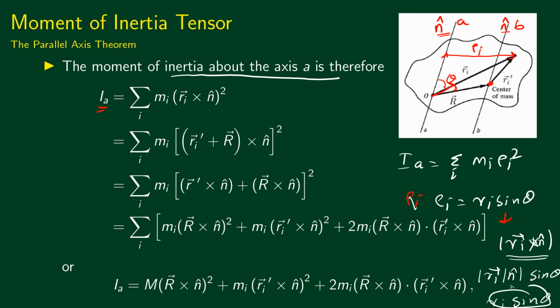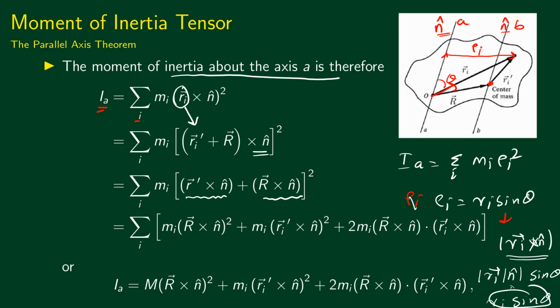Okay, so we can write Ia is equal to sum over I mi (Ri vector cross n hat) whole square. Again, the whole square here means we are taking the dot product, the scalar product of this vector with itself. Now we just substitute for Ri vector. Ri vector is equal to Ri vector prime plus capital R vector. Now we can distribute this cross product. So this can be written as Ri vector prime cross n hat plus R vector cross n hat.